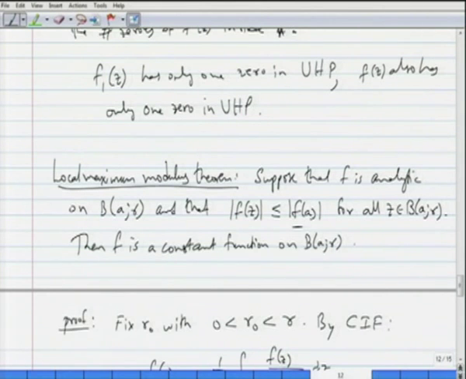Okay. So we will use this and Rouché's theorem to proceed further and prove one of the important results, namely the open mapping theorem for non-constant analytic functions. Okay. So I will stop here.